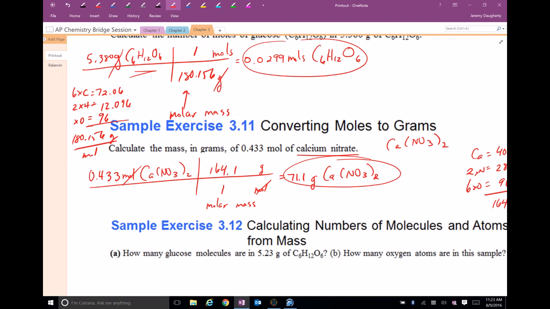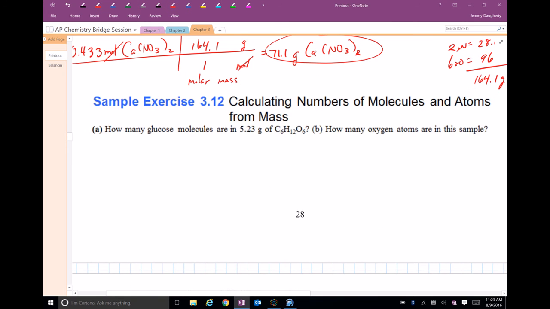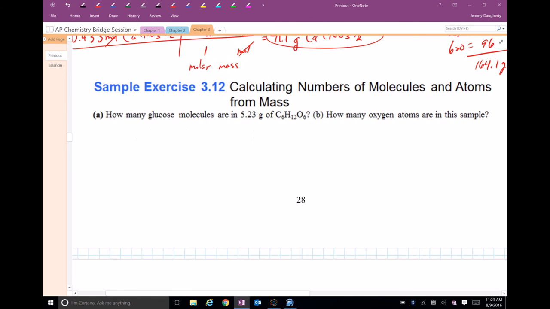Where are we at? Okay. We're doing okay. Alright. Try this last one here. We have 5.23 grams of that glucose still. We're asked how many molecules we have. So let's see. We have 5.23 grams of C6H12O6.